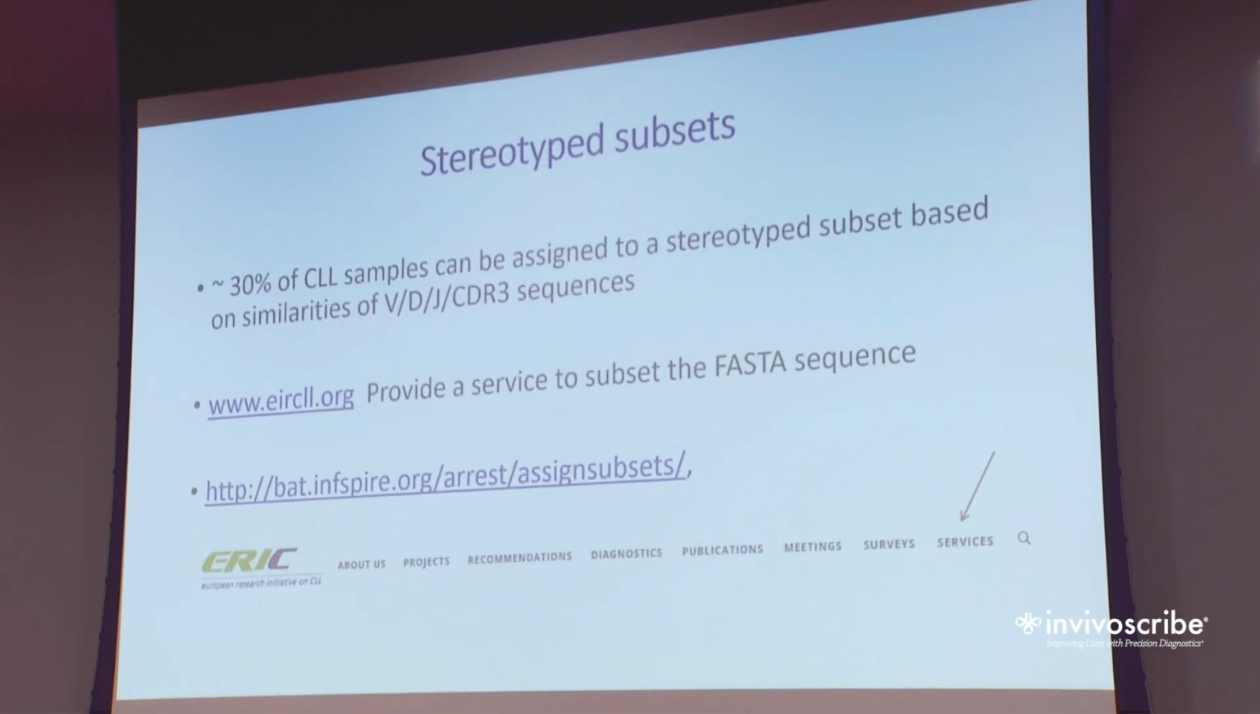And then one of the other things that we do is we look for stereotype subsets. So 30% of CLLs fall into stereotype subsets. These are ones where the commonality between the sequences of either the VDJ and the CDR3 regions is very common. And what they found is that within these groups, they tend to clinically respond the same way. So you can find that if you go into this BAT Inspire. And because people sometimes have said they weren't aware of it, I just have a couple of slides on this to finish it off.